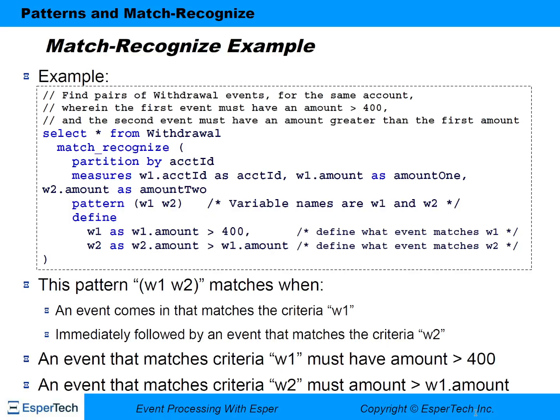This example analyzes a stream of withdrawal events. The example finds pairs of withdrawal events, for the same account, wherein the first event must have an amount greater than 400, and the second event must have an amount greater than the first amount.